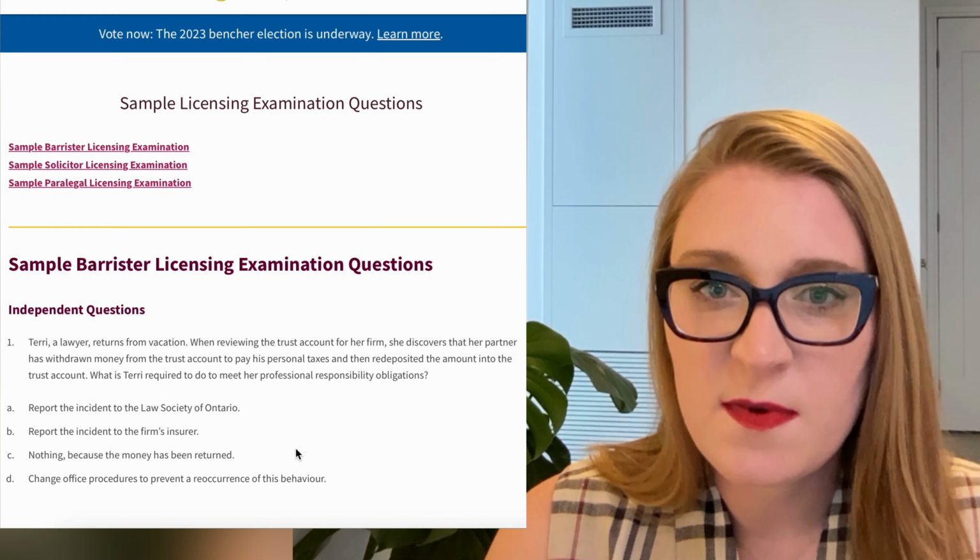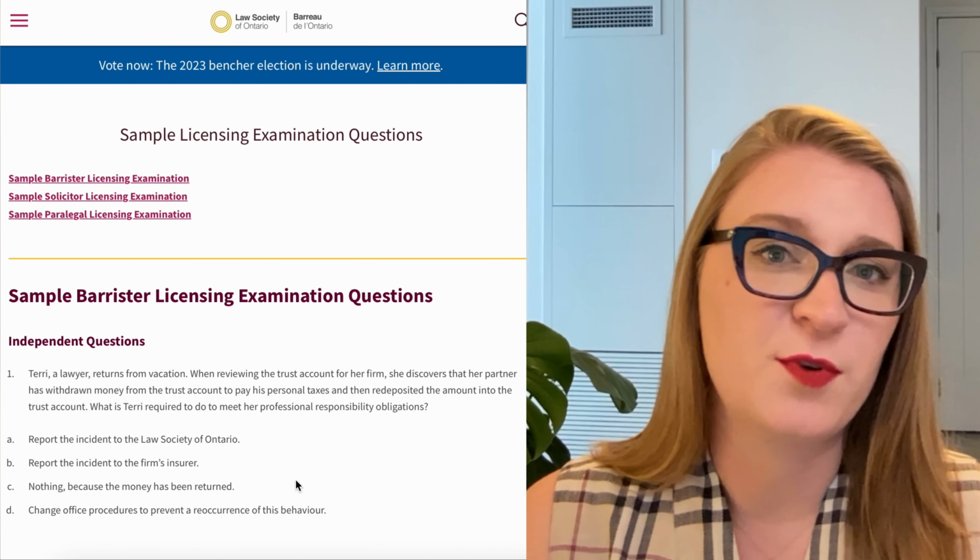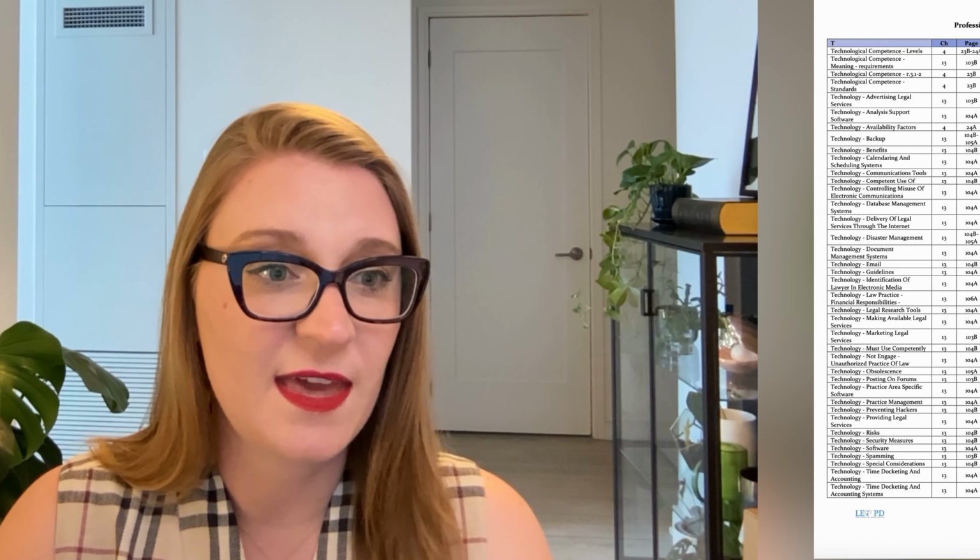So I know it's about trust accounts. I know it's probably about misappropriation of funds. I will go to the T section of the index to look for the word trust account. So we'll navigate to that now.